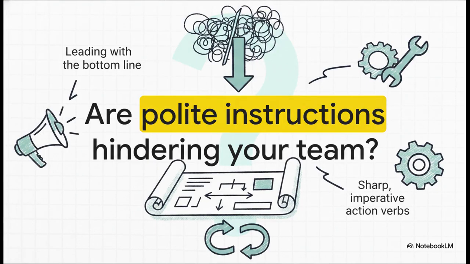Which brings us to the critical question to wrap up this explainer. Are your polite instructions secretly hindering your team with an unnecessary cognitive burden? Honestly, it's time to adopt the master blueprint. Strip away the fluff, lead with your bottom line up front, use those sharp imperative action verbs, and pair them with crystal clear constraints, and rigorously close that loop to ensure absolute understanding. Mastering this framework isn't about being rude or bossy. It's realizing that in a world full of constant noise, absolute clarity is the ultimate form of professional respect.